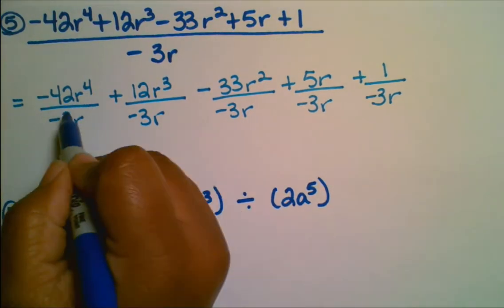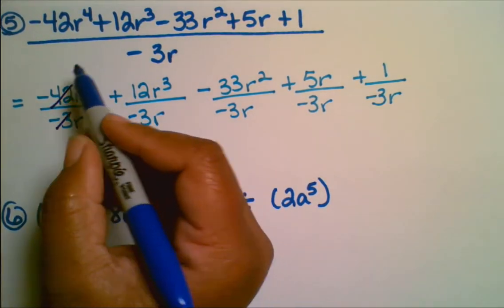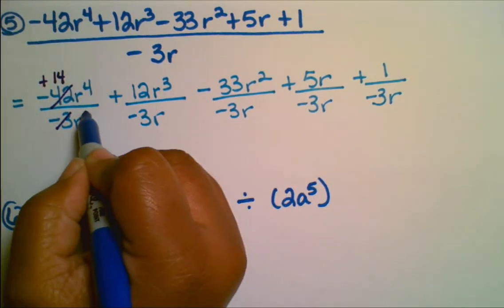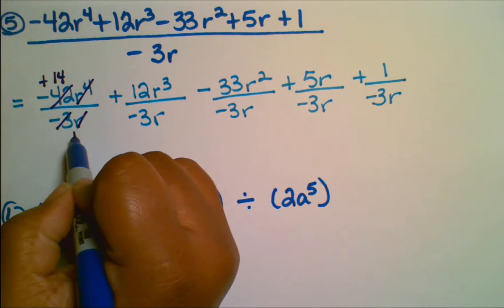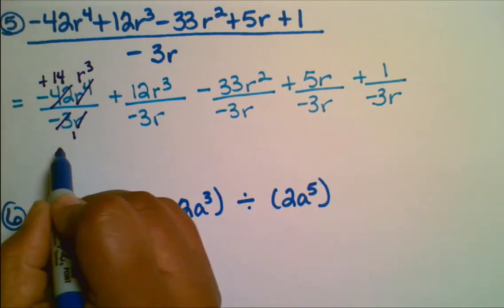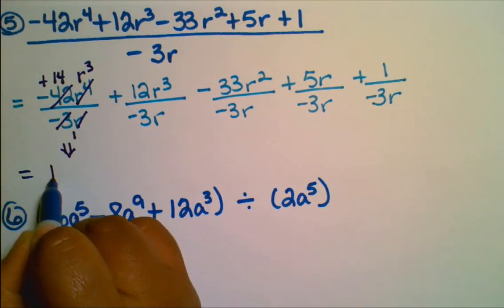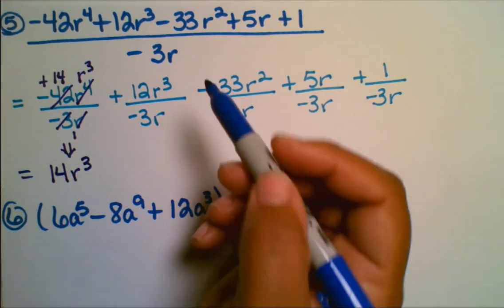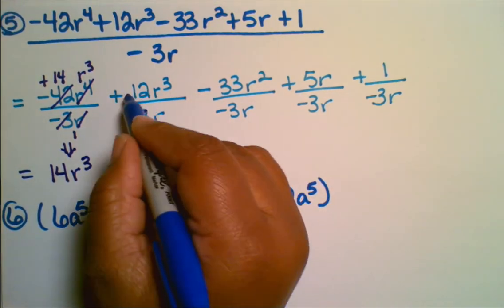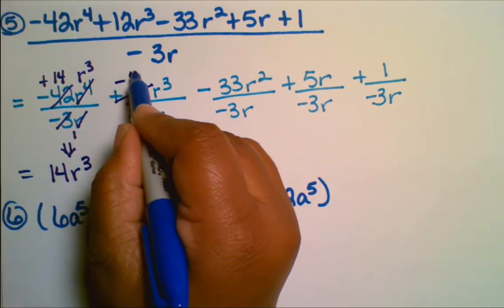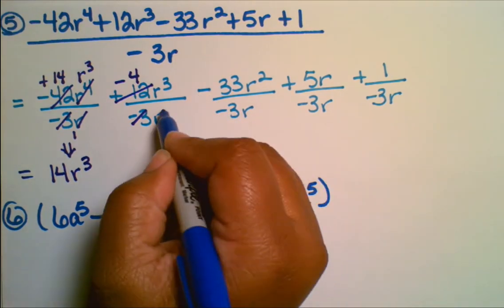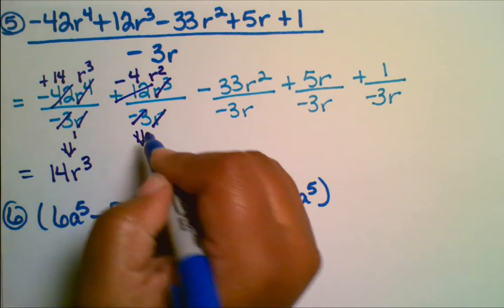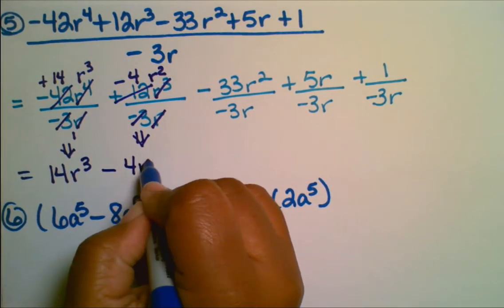Here we go. Negative 3 divides into negative 42. We have a positive 14. And then r divides into r to the fourth, r cubed times. So this first term would give us 14r cubed. The second term, negative 3 divides into 12, negative 4 times. And then r divides into r cubed, r squared times. So we have minus 4r squared.